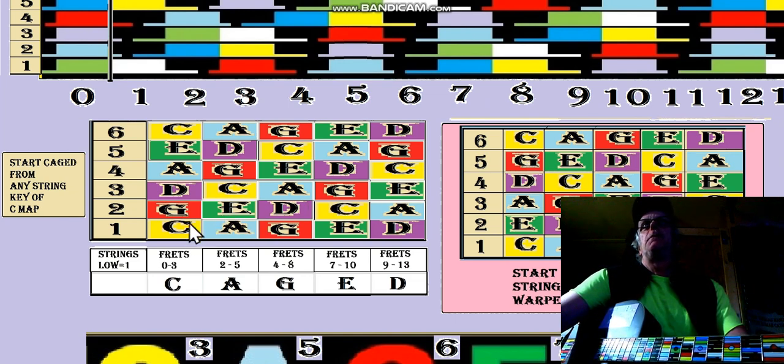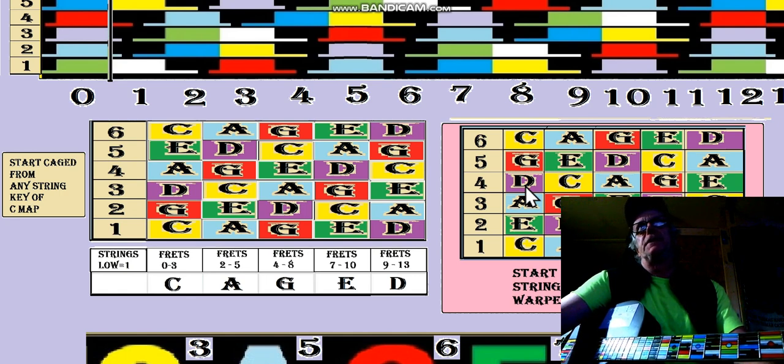Okay, looking over here, this is not a map of the fretboard. This is a rendering of what happens when you start a cage shape from a different string. We talked about that in the previous lessons. If you start a C cage shape from, say, the 4th string up, it becomes a D. The 4th string up is an A shape.